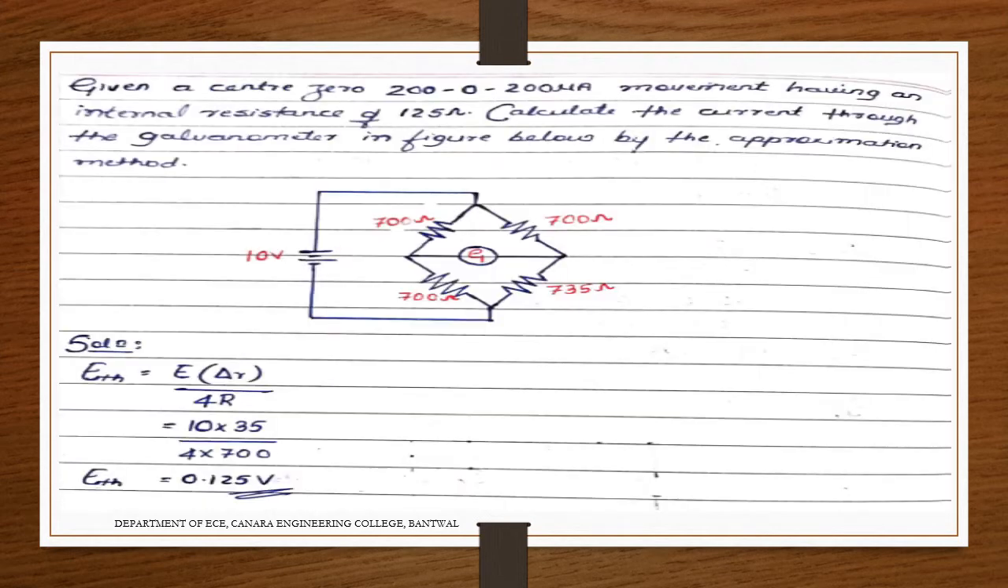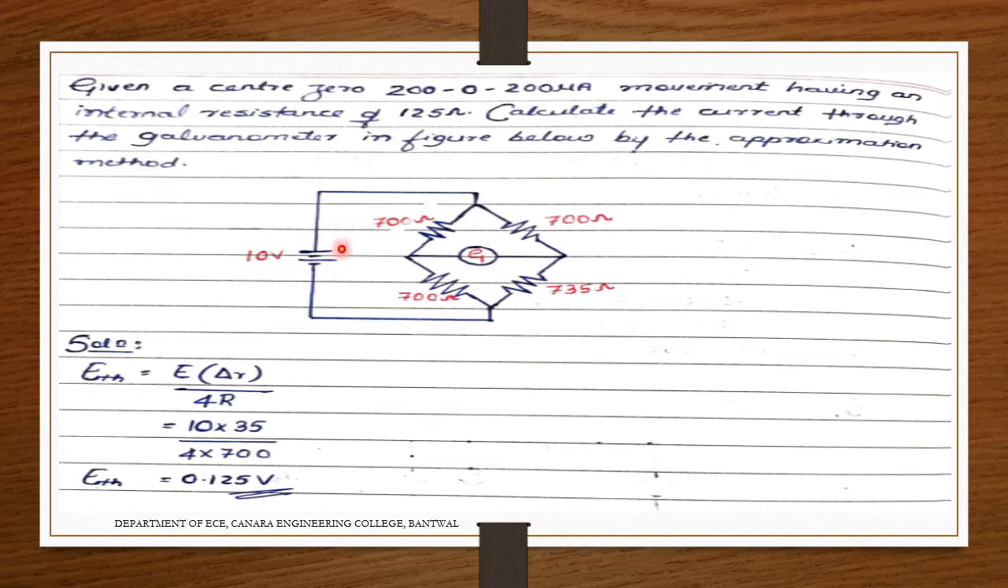Next one. Given a center-zero, 200 microamp movement with an internal resistance of 120 ohm. Calculate the current through the galvanometer in the figure below by the approximation method. So this is another type.